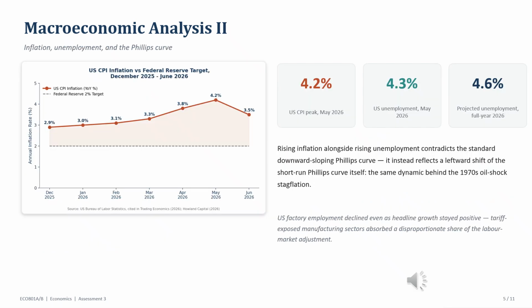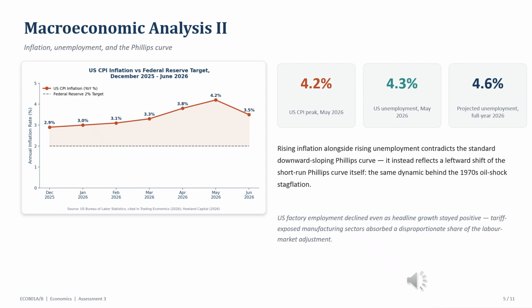Moving on to the second part of the macroeconomics analysis, I will discuss inflation, unemployment, and the Phillips curve. Normally, the Phillips curve suggests an inverse relationship between inflation and unemployment. In simple terms, when inflation increases, unemployment is usually expected to decrease, and when unemployment increases, inflation is expected to fall. However, the current situation is different.